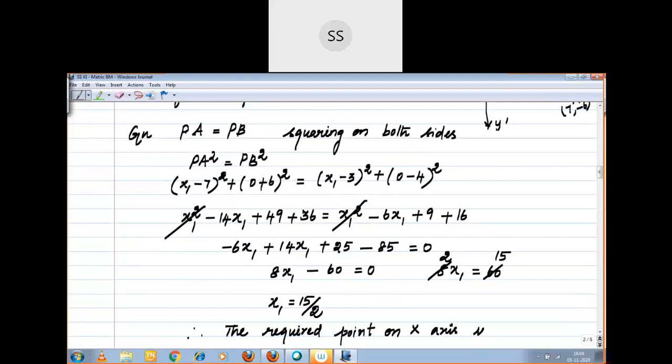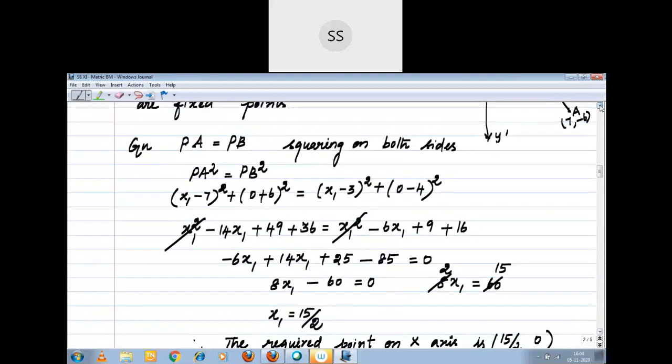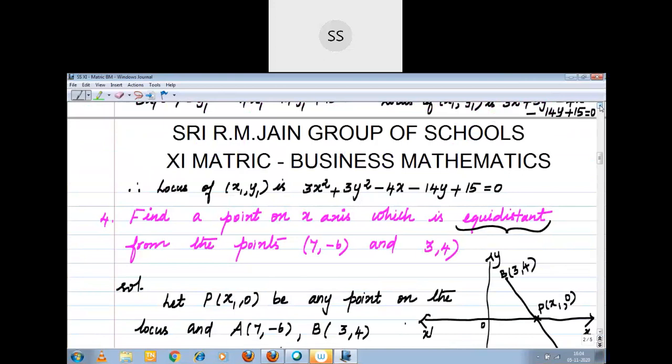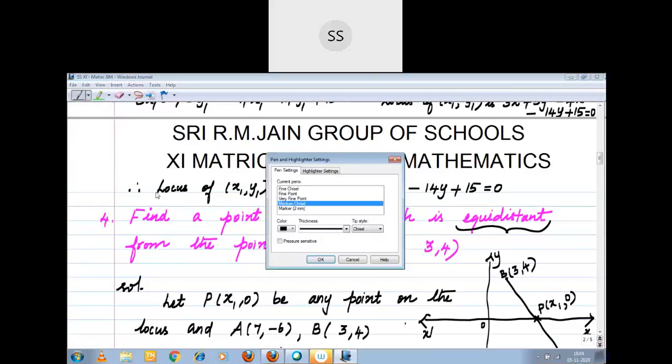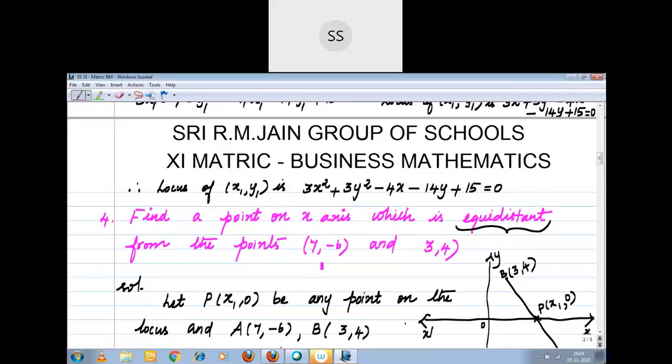4 2s are 8, 4 15s are 60. Therefore, x1 equal to 15 by 2. Therefore, the required point on x-axis is 15 by 2, 0. Right?